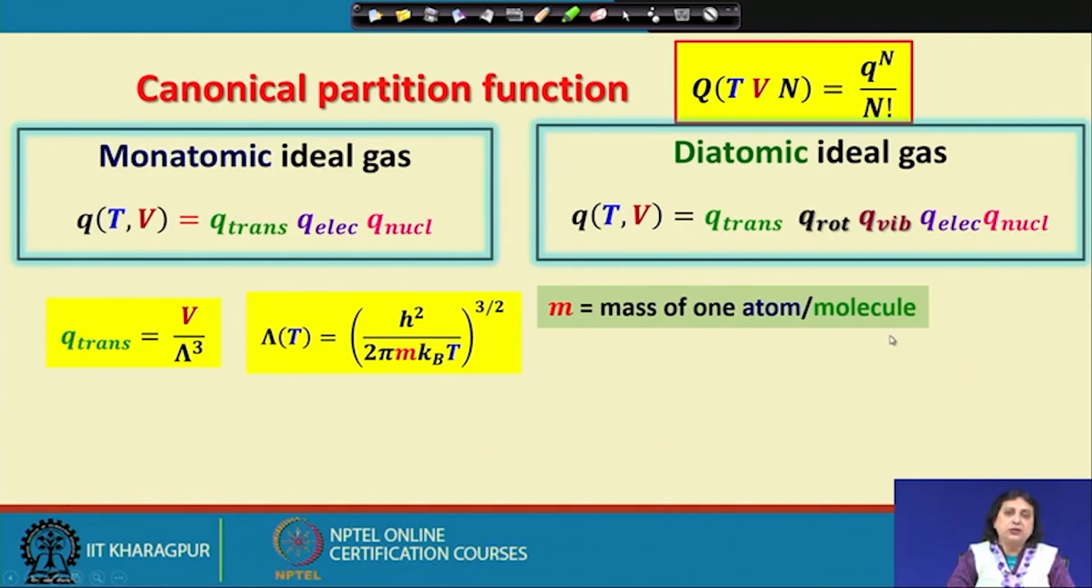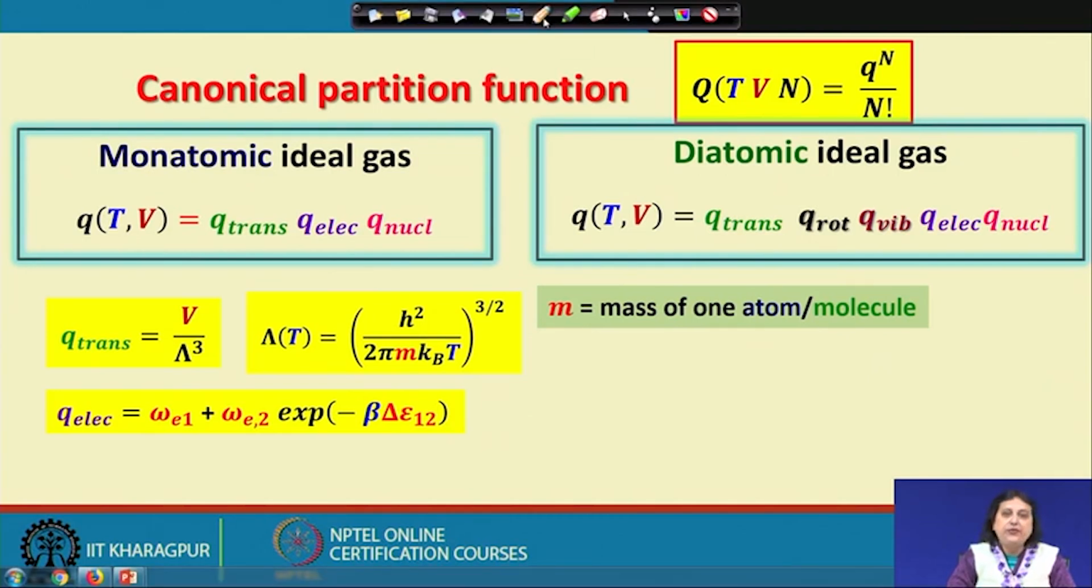We have discussed all these in the last lectures. Now, the next important factor which appears in both the cases is the Q electronic, and the Q electronic is given by an expression like this, which we have discussed in detail.